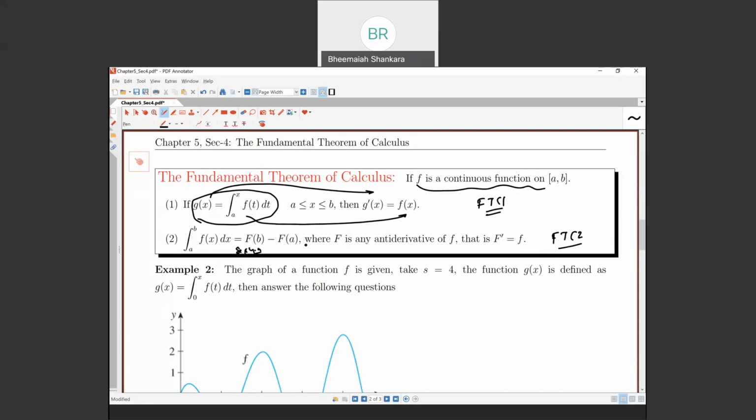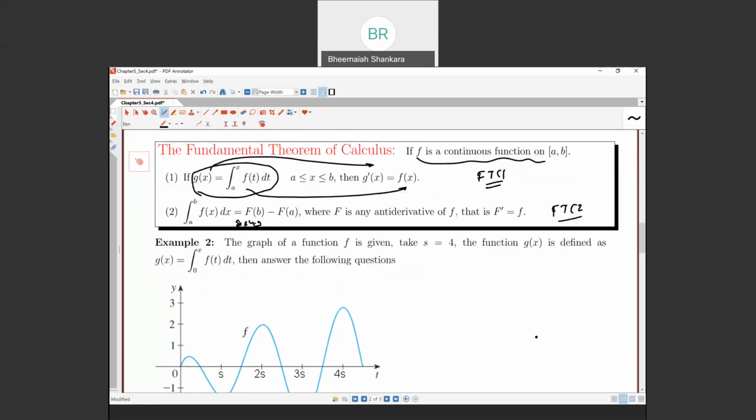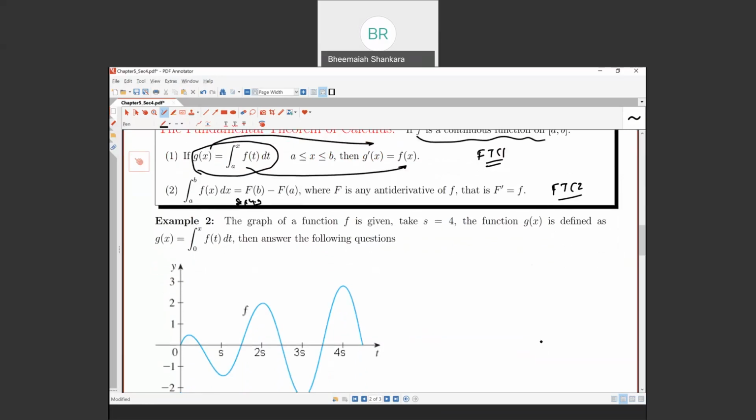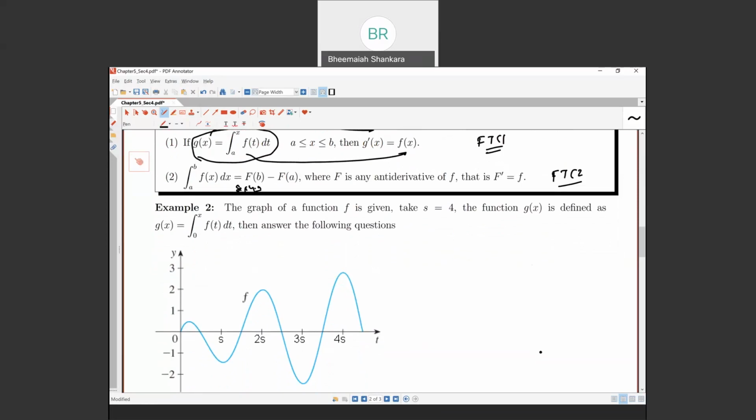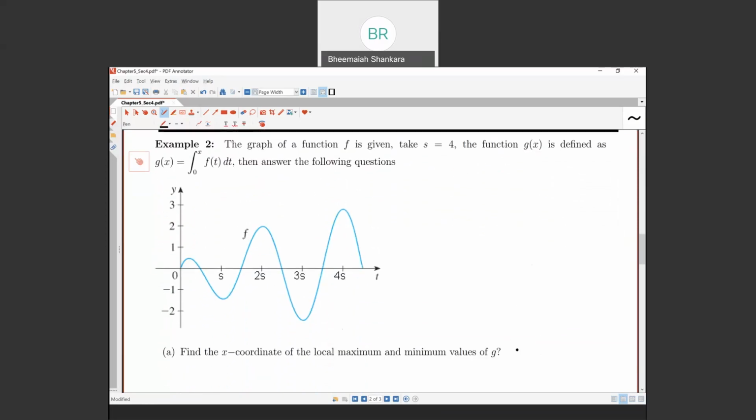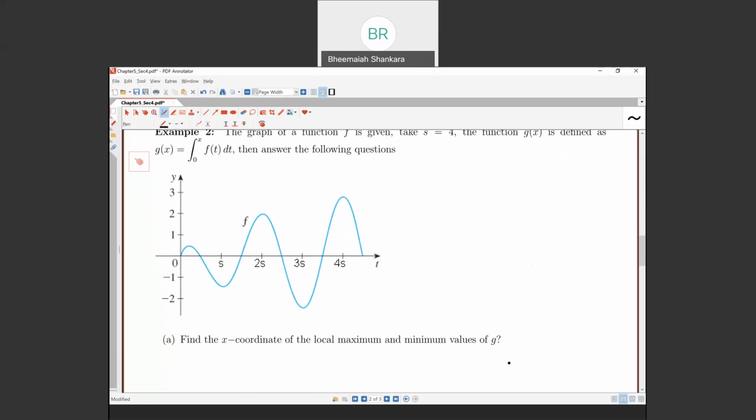So let's do this example here. The graph of the function f is given where we take s to be 4 and the function g(x) is defined by this integral, which is area under the curve, and then you want to answer the following questions. Find the x coordinates of the local max and the min values of g.